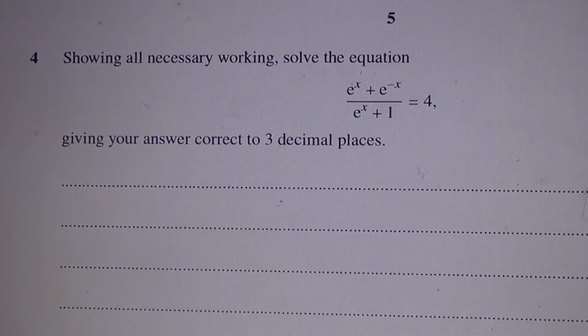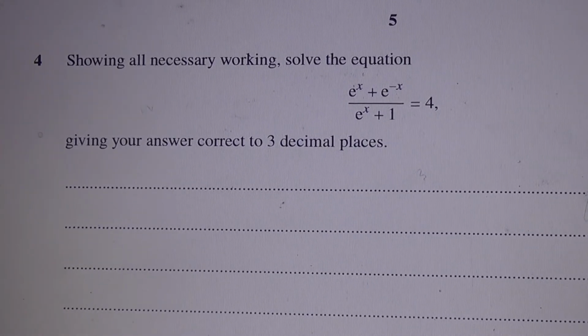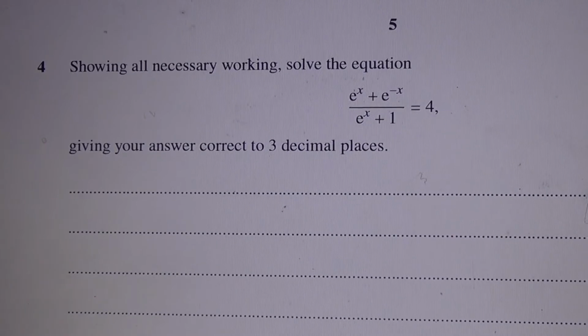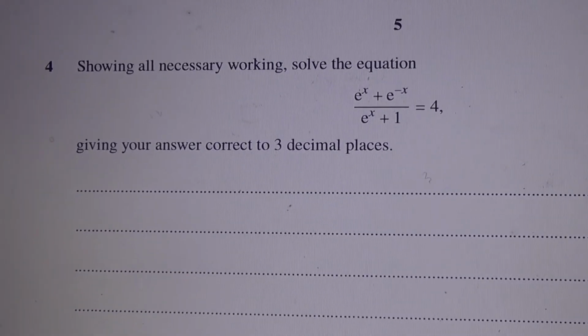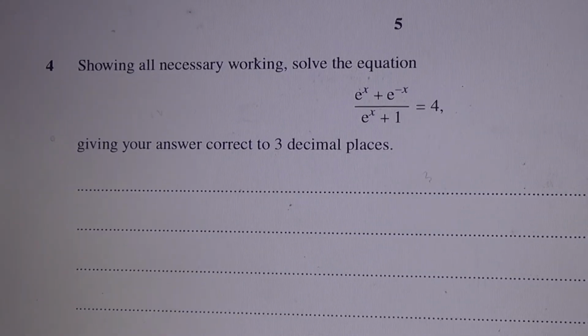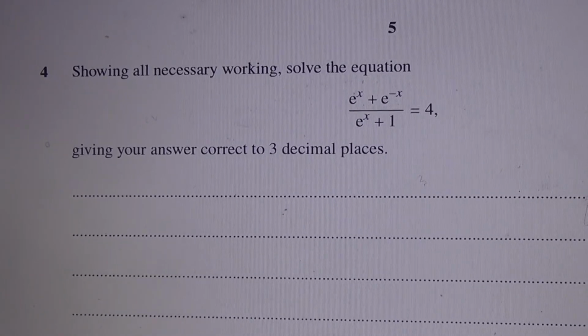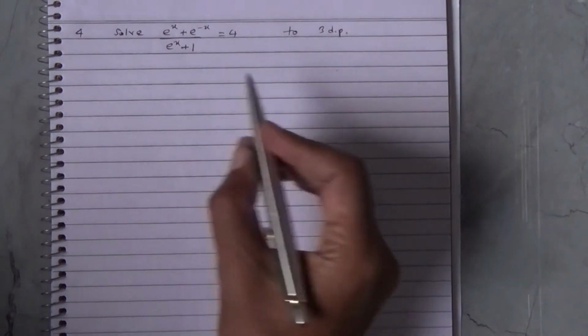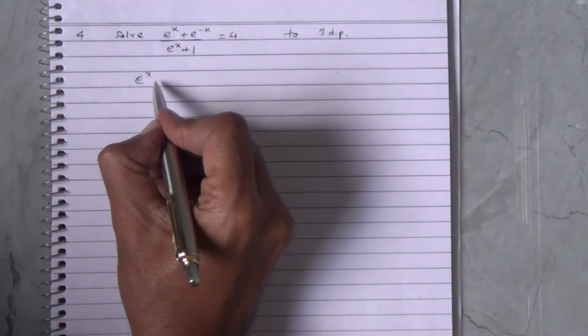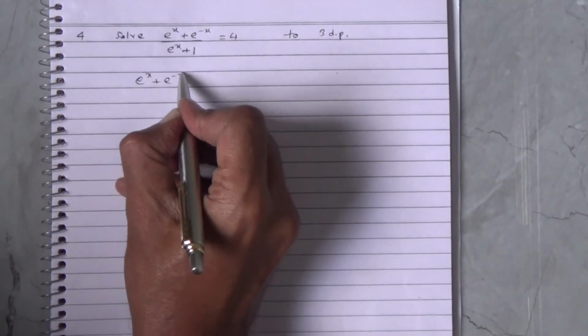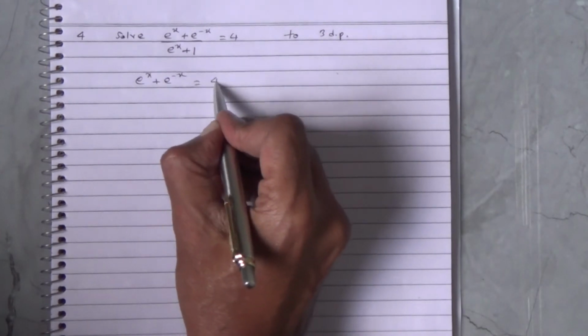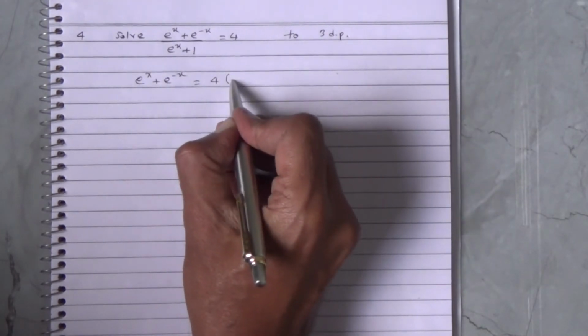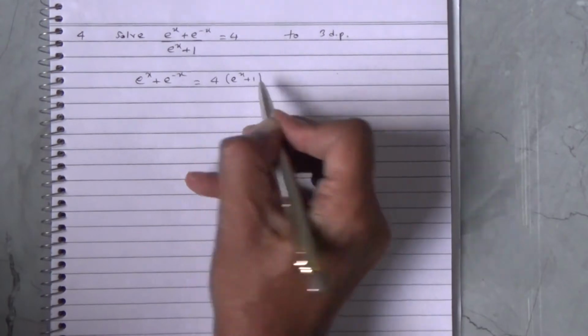Question number 4, showing all necessary working. Solve the equation (e^x + e^(-x))/(e^x + 1) = 4, giving your answer correct to 3 decimal places. Okay, so we're going to solve this, and this is going to go equal to e^x + e^(-x) = 4 times (e^x + 1).